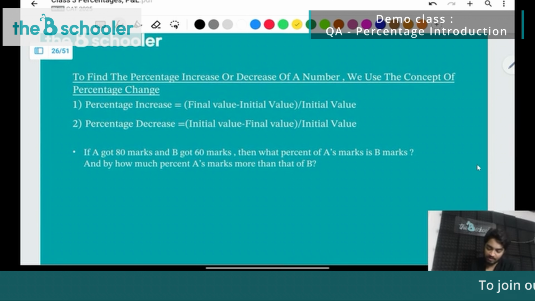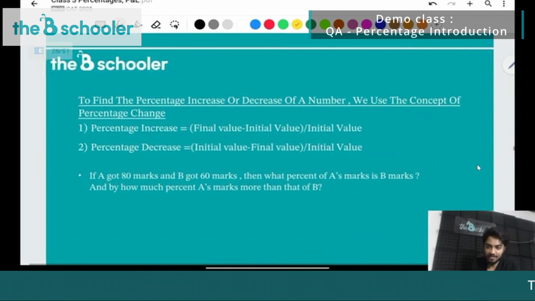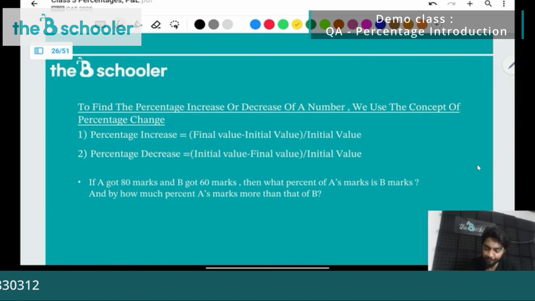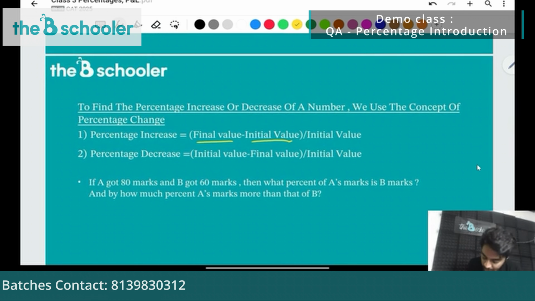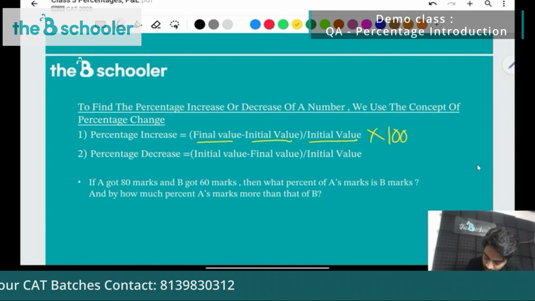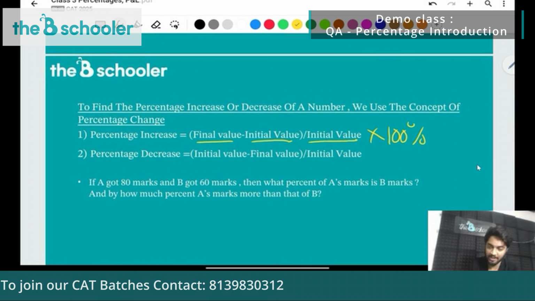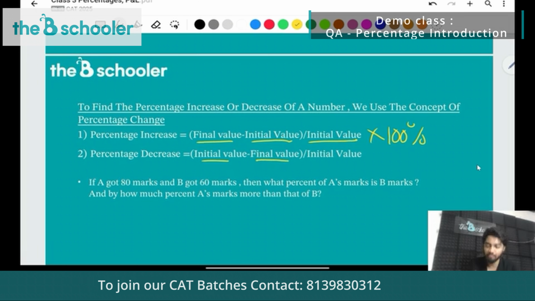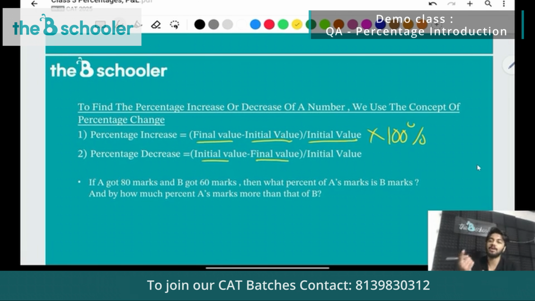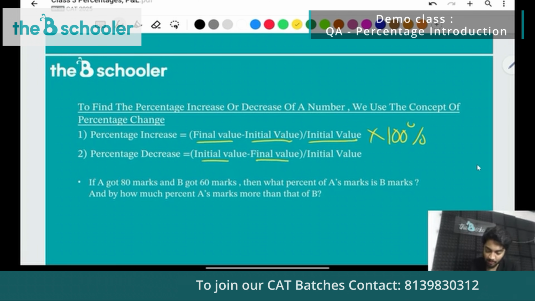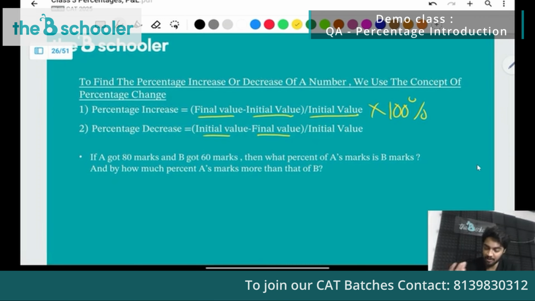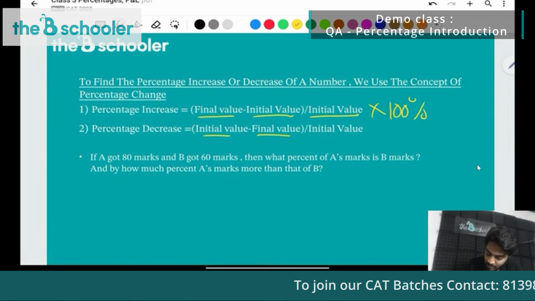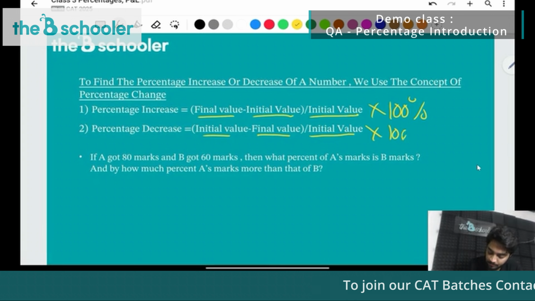Okay. Now a last thing, percentage change, percentage increase and percentage decrease. If you want to find percentage increase, it is going to be final value minus initial value, which is the absolute change, divided by initial value into 100 percentage. Okay. Percentage decrease is going to be just a small change here. It is going to be initial value minus final value. Why? Because the initial value is going to be greater than the final value when there is a percentage decrease. But the base is always going to be the initial value into 100 percentage.